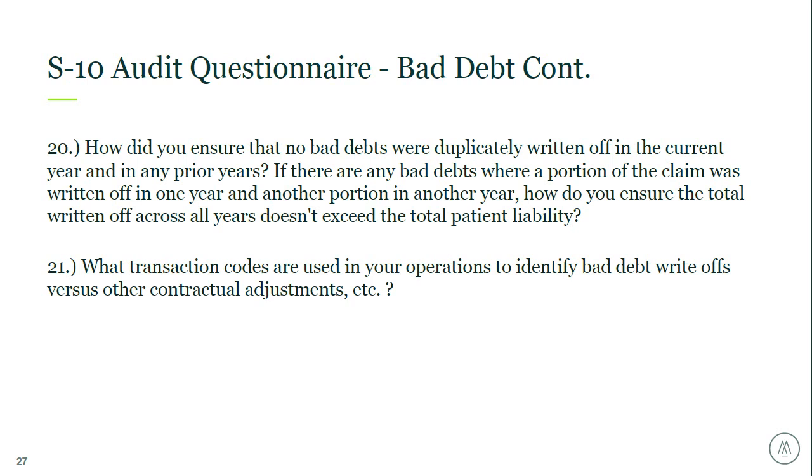The hospital needs to determine when the account is removed from active accounts receivable and what caused this change in status in their system. It's not always a transaction code, but can be a system adjustment or a status flag that triggers the write-off that causes the activity in the general ledger.